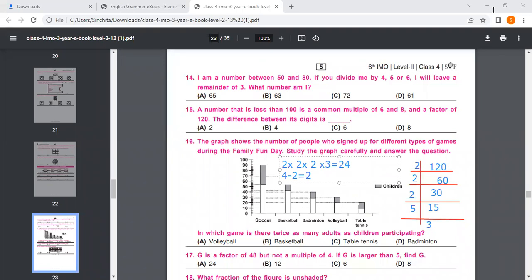If you divide 120 by 2, what is the answer? Shuok, are you there? Unmute yourself. Yes, now unmute yourself and tell me. If you divide 120 by 2, what is the answer?